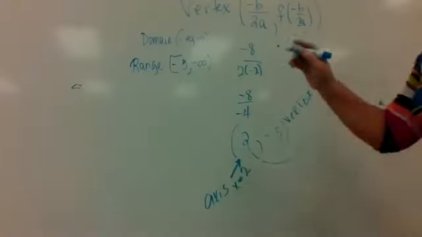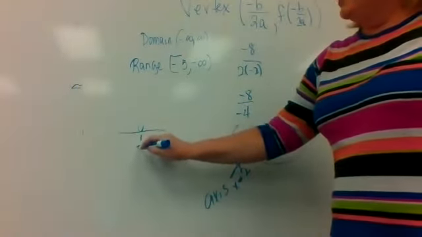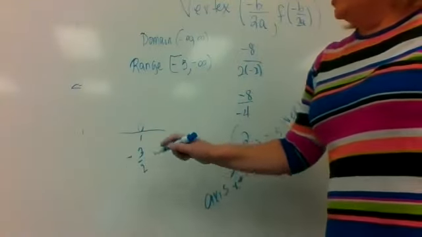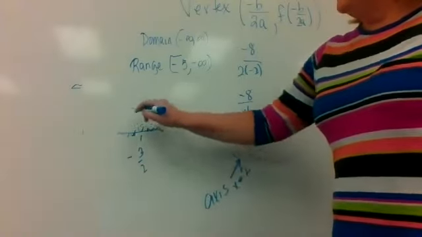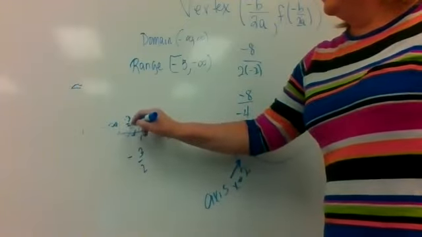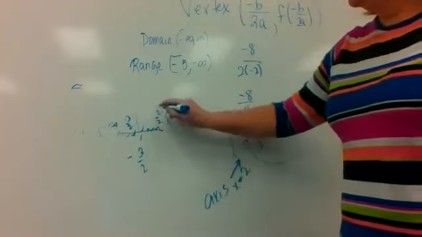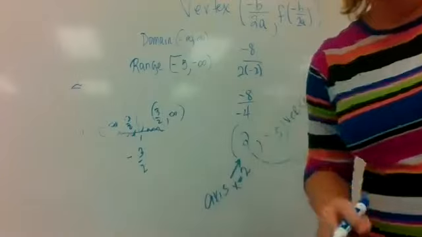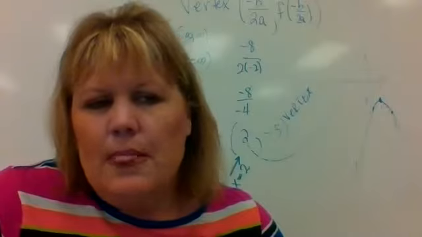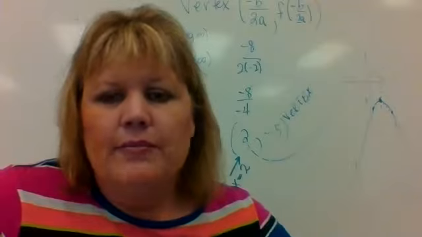When you are asked about domain and you would have an open circle, like we did earlier with negative 3 over 2, because it made it equal 0 in the bottom, then is when you would see the parenthesis, when you would have an open circle. That's parenthesis. Okay, next question.